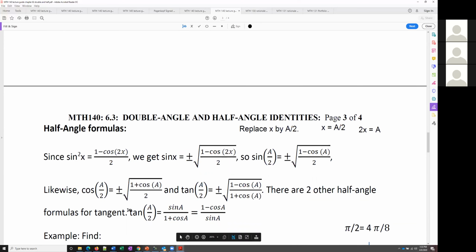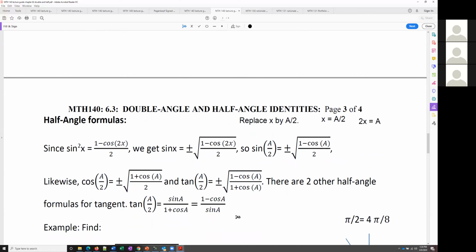And then next we do something very similar with cosine. So the cosine of a over 2 is going to be plus or minus the square root of 1 plus the cosine of a over 2. And the tangent of a over 2 is plus or minus the square root of 1 minus cosine a over 1 plus cosine a. There are also two other formulas for the tangent of a over 2. They're sine of a over 1 plus cosine a, or 1 minus cosine a over sine of a. Okay? So there are 3 different formulas for the half angle for tangent of a over 2.